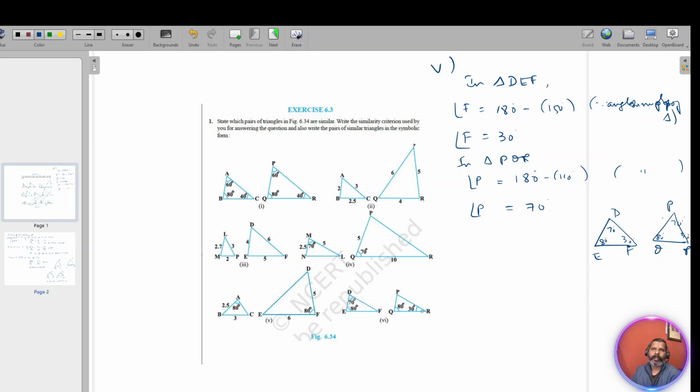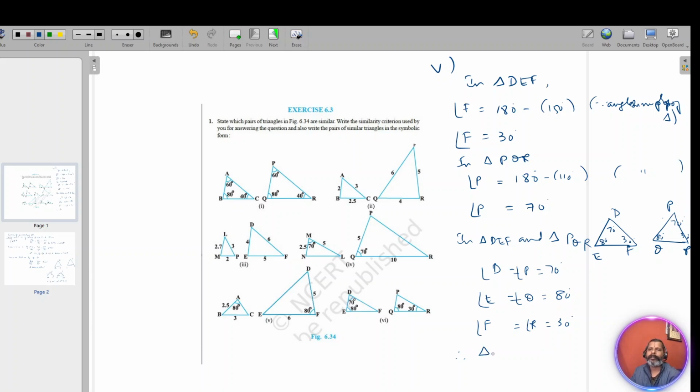Now get the corresponding angles here. So in triangle DEF, when you say DEF, what is D? 70. You pick 70 from P. That is P. E means E is 80, take Q. F is 30, take R. Okay. So we say D is equal to P is equal to 70. E is equal to Q is equal to 80. F is equal to R is equal to 30. Therefore, all angles of the two triangles are equal. Therefore, they are similar by AAA criteria.